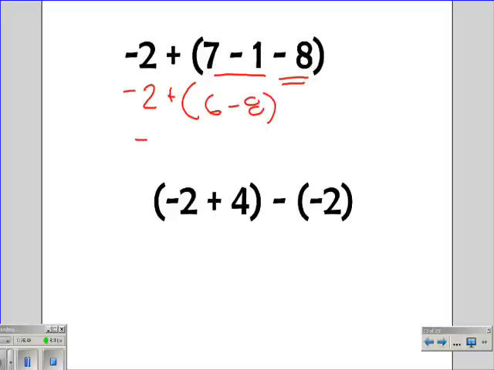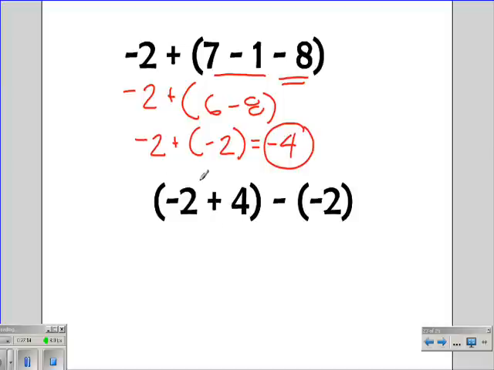And you may at this point be comfortable enough doing that next step just in your head or with your calculator. But 7 minus 1 is 6. Take away 8 more would be a total of negative 2. Negative 2 plus negative 2. Well, if I owe you $2 and I owe you 2 more dollars, I owe you a grand total of $4. So negative 4.